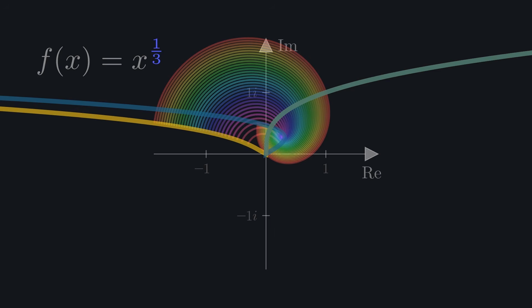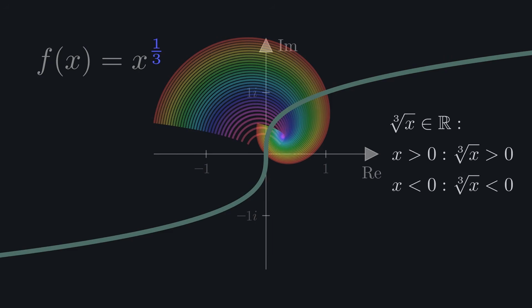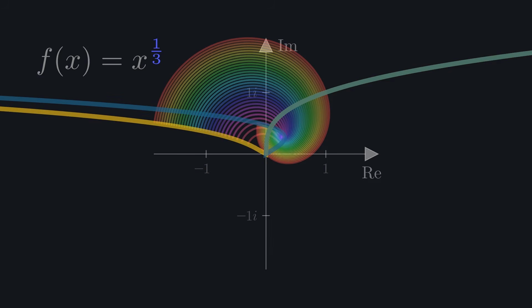This function does actually have real outputs for negative values of x. If we drew it the regular way, it would look like this, a perfect and complete inverse of x cubed. That's because within the reals, there is only one cube root of a number, and it's always the same sign as the number itself. So why do we get this other picture instead? We have to look at complex exponentiation again to find that out.